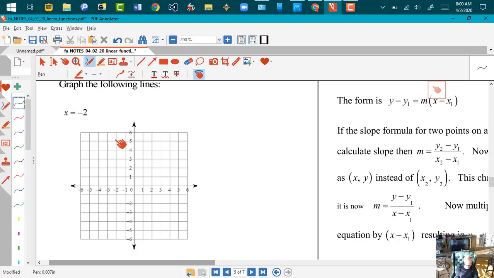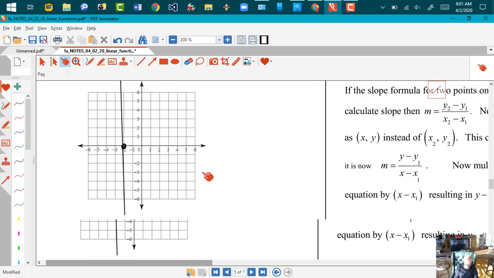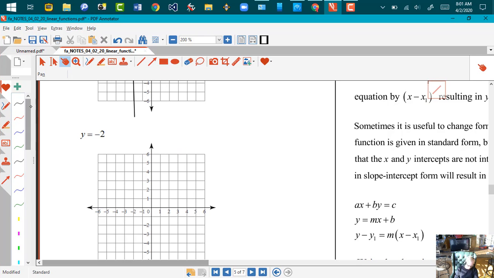Okay, so if I'm asked to graph those lines, x equals -2, technically it's not a function, but it still is a relationship between x and y, and that is x never changes no matter what y is. So every point that has an x coordinate of -2 is going to satisfy that equation. So the graph of it would just be the vertical line going through -2 on the x-axis. All right, and y equals -2 is going to be a horizontal line that goes through -2 on the y-axis.